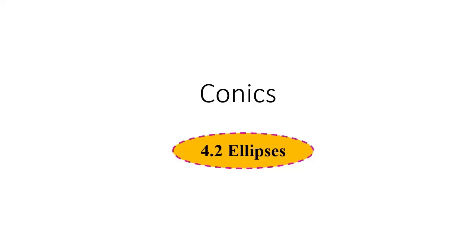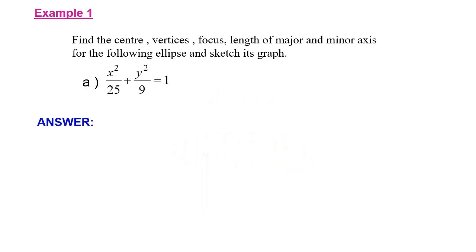Right, this is the second video regarding ellipse. So we start with example 1. In example 1, find the center, vertices, foci, length of major and minor axis for the following ellipse and sketch its graph. So the first question is x squared over 25 plus y squared over 9 equals 1.